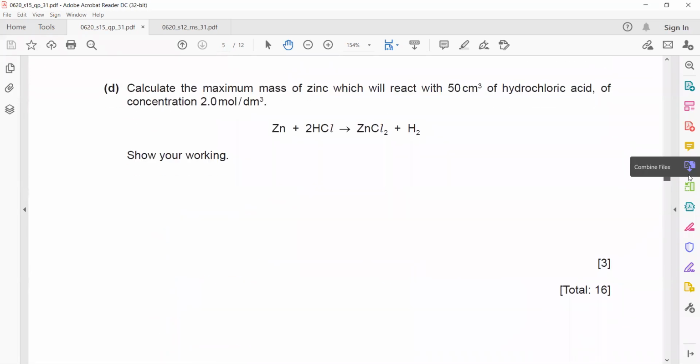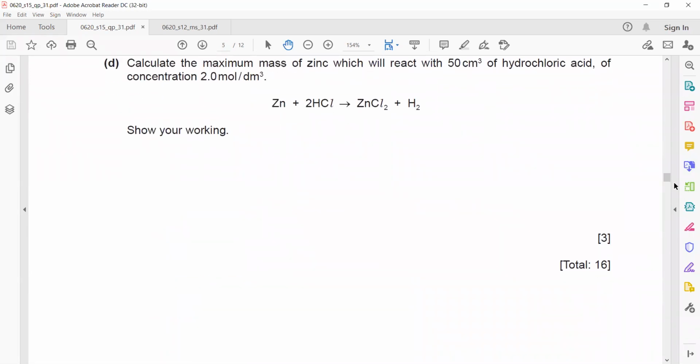So use this space to solve the question. You can use any part of the screen to write the answer. First find the moles of HCl. From the moles of HCl, find the moles of zinc. You can write in short. I understand the fact that it's difficult to write everything. You can write in short.